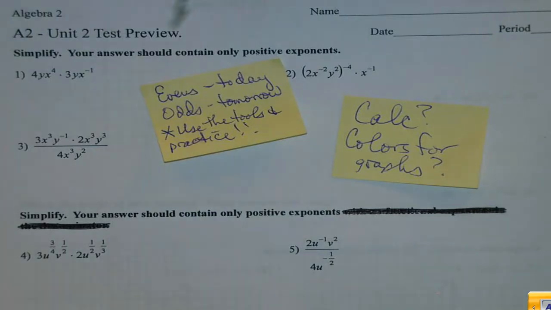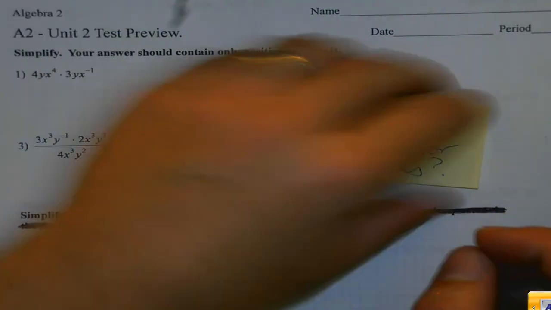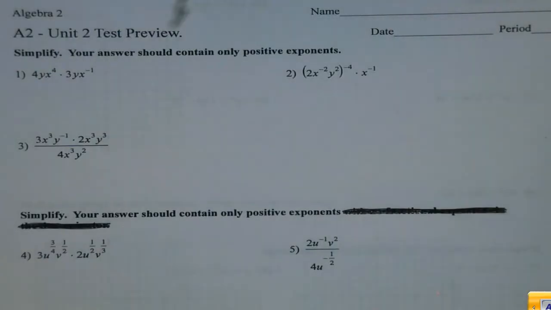So, with that in mind, let me move a couple of things out of the way here. All right, we get to the top here. Simplify, your answer should only contain positive exponents. I'm trying to give a hint here, so some of you don't end up putting a bunch of negative exponents in places and then going, oh. So we're going to start here at 2.